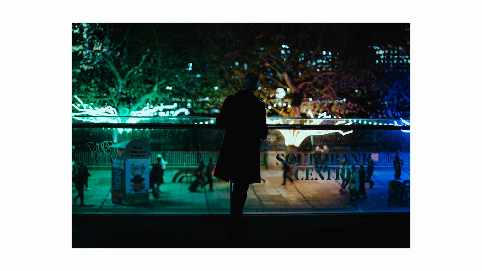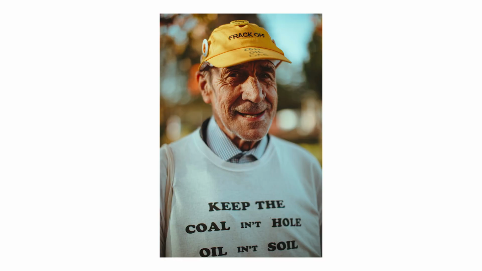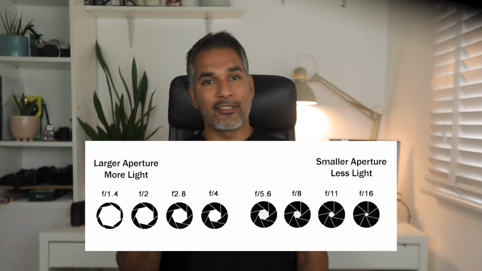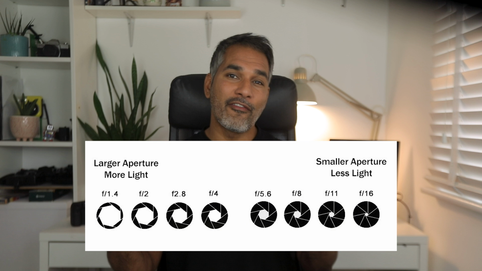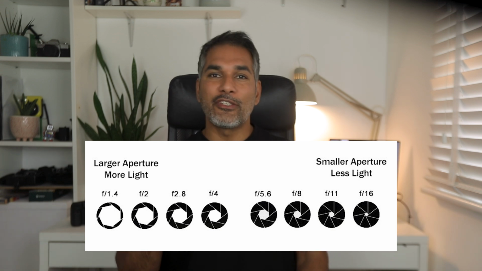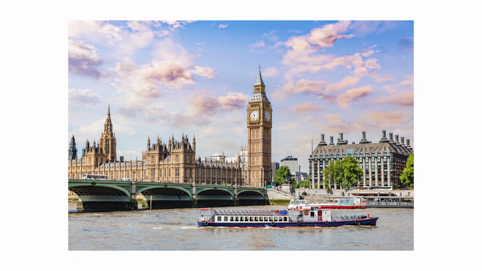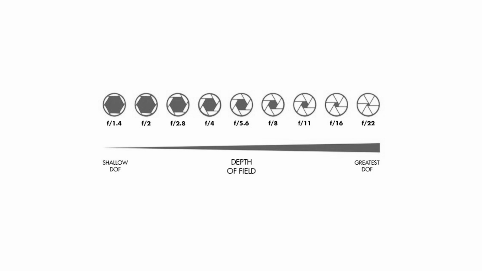Great for low light situations or when you want a nice blurry background. Larger numbers indicate a smaller aperture, such as f11 or f16. This is like squinting your camera's eye, allowing less light to come in. This is useful for bright scenes or when you want everything in your photo to be in focus. So when you see those f numbers like f1.4 or f2 or f16, just remember, the smaller the number, the bigger the opening; the larger the number, the smaller the opening.